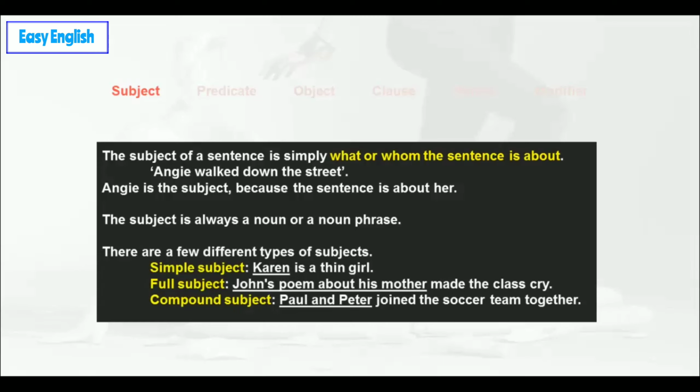Simple subject. Karen is a thin girl. A full subject. John's poem about his mother made the class cry. A compound subject. Paul and Peter joined the soccer team together.